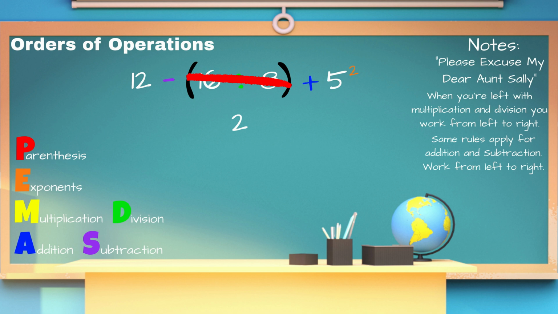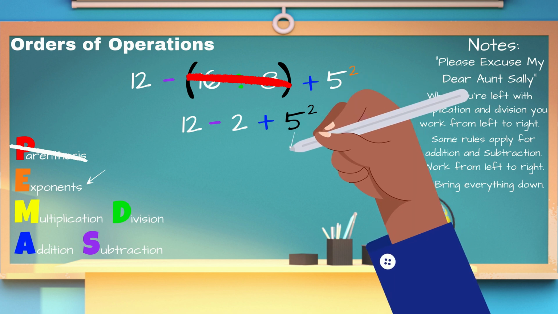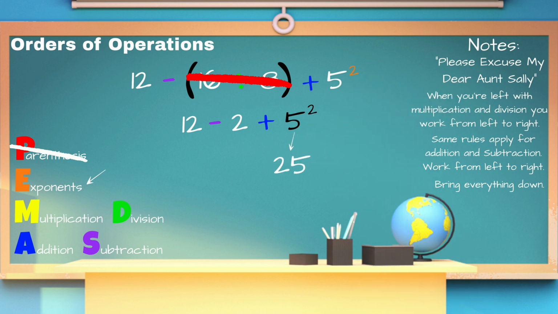Now, what do you think the next step is? Not sure, huh? What I do, just to be organized, is bring everything down. That means the 12, the minus, the plus, and the 5 squared. Now what do we do next? Well, are there any parentheses? Nope. Do you see any exponents? Yep. Cool. So what is 5 squared? 25. Yep. And what's the next step? Bring everything down. You're listening.